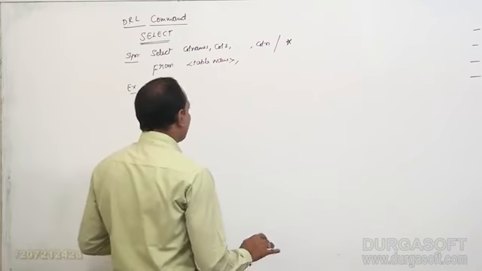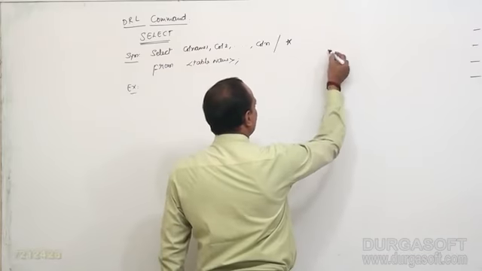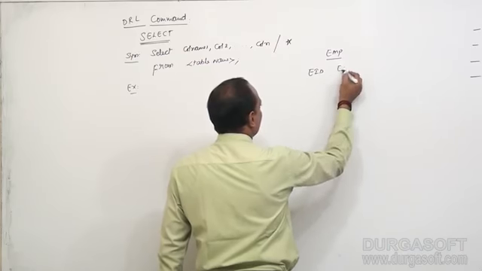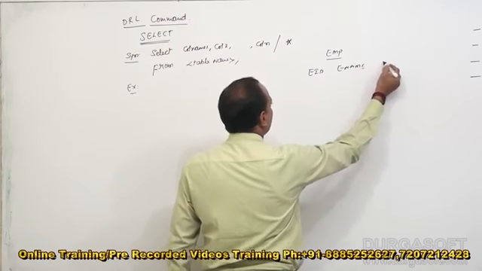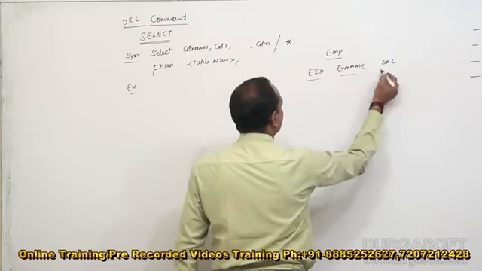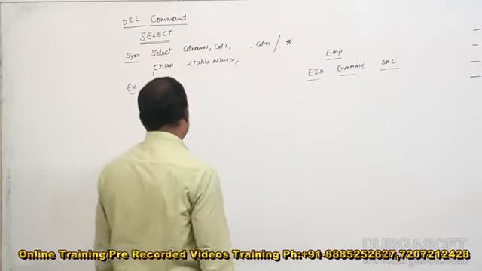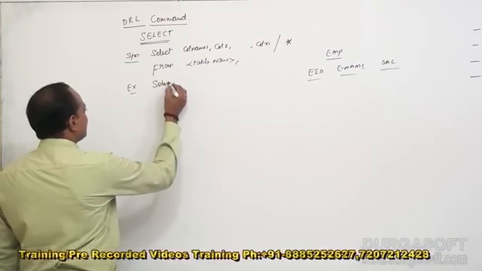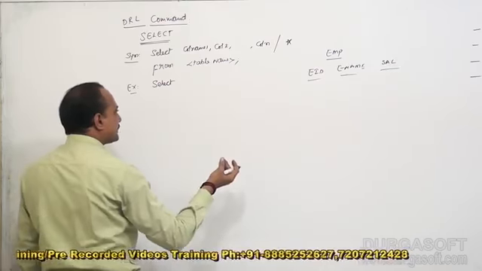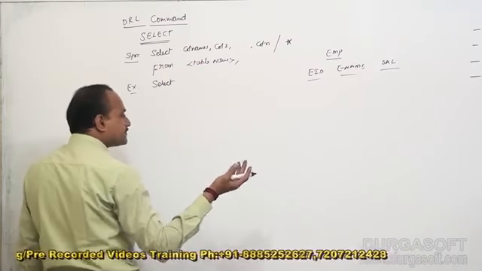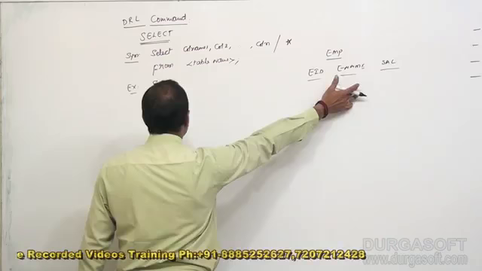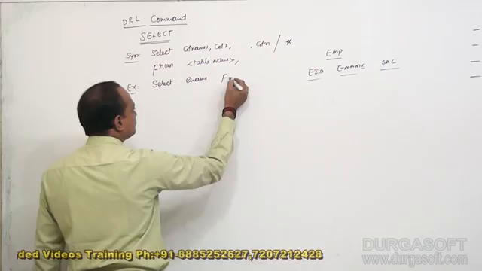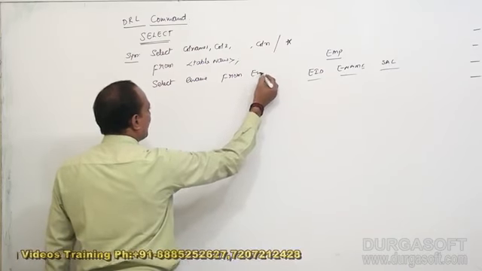So what is the table you are having? Let us assume the employee table is there: employee ID, employee name (e-name), and salary. Some data is there. I want to see all employee names. How can I? Select. So what is the column you want to see? Employee names. Employee names you are maintaining under e-name. Specify that column name, e-name, from, what is the table? EMP.